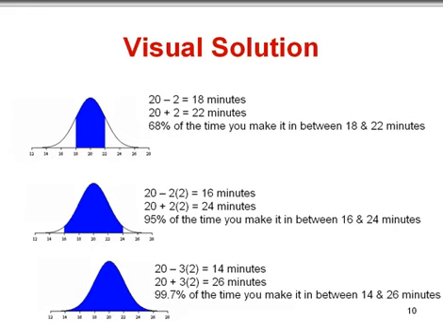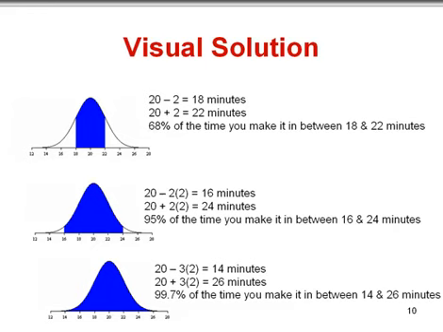The most effective way to understand how to apply the empirical rule is to draw graphs to represent each of the percentages mentioned in the empirical rule. We start by drawing nice bell-shaped curves. Since the mean commuting time is 20 minutes, we put 20 at the center of the curve.